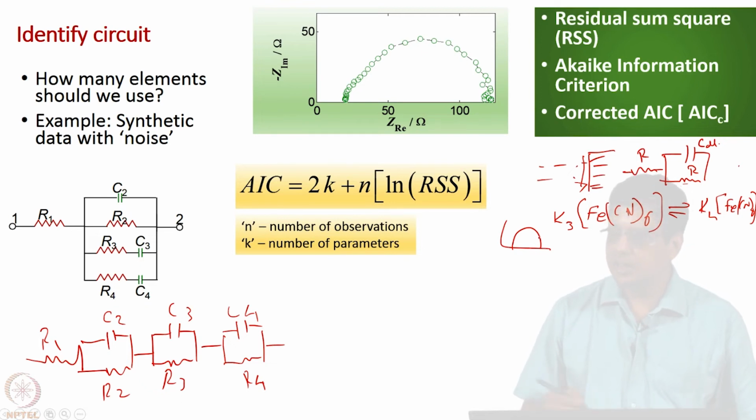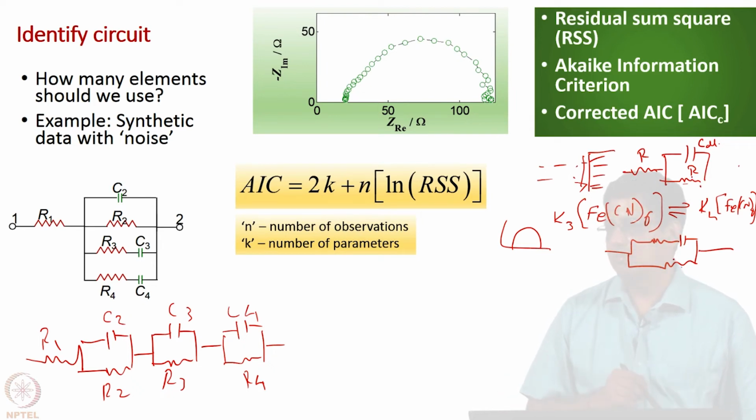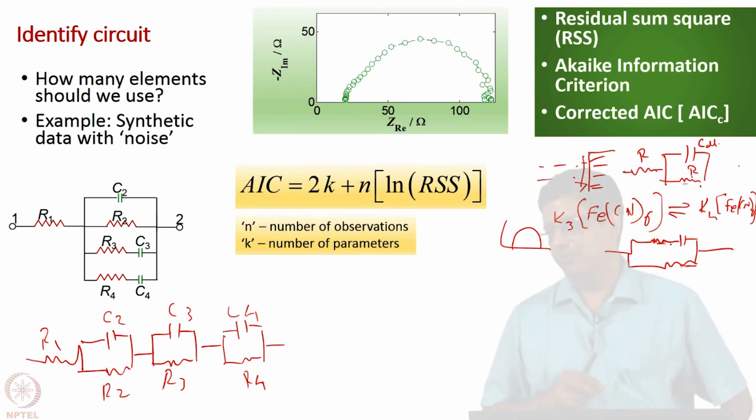The same semicircle can be modeled by another circuit. Whatever data I get from this, I can model with this, but I can't assign solution resistance to this, I can't assign reaction to one of these, and it becomes more difficult to interpret the data. So, when we choose a circuit, two or more circuits will fit the same data. Which circuit do we use?